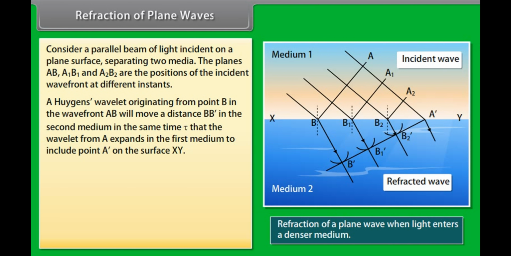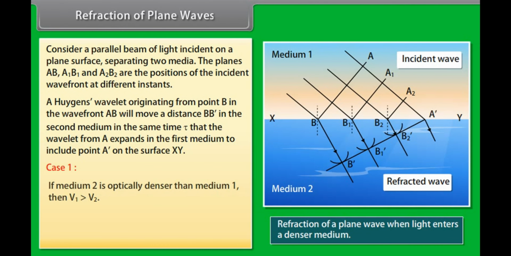in the same time that the wavelet from A expands in the first medium to include point A' on the surface xy. Since the two wavelets have radii AA' and BB' not in the same medium, they move with different speeds, say v1 and v2 respectively.